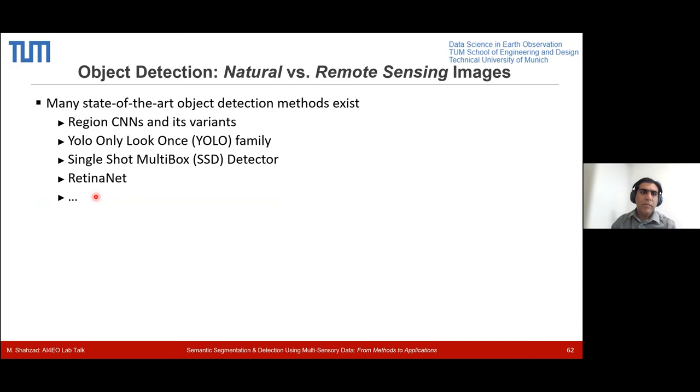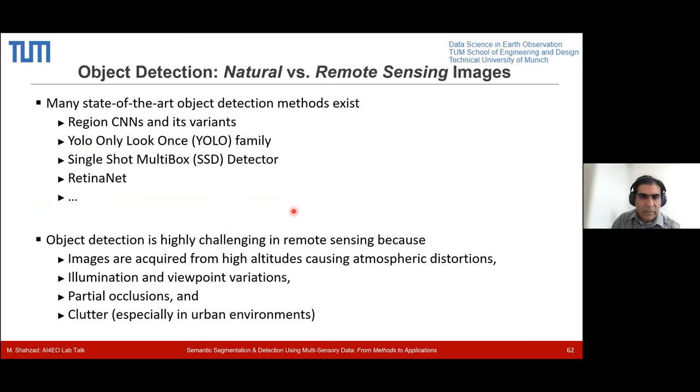There are many state-of-the-art object detection methods which exist, for example region CNN and its variants, two-stage detectors, and one-stage detectors like YOLO, the You Only Look Once family, the single shot detector family, or RetinaNet, a combination of single-stage and two-stage. So why can't we directly use these over remote sensing images? We can't directly use the pre-trained detectors, because remote sensing images are of a challenging nature: they are acquired from high altitude, causing atmospheric distortions, they have different illumination and viewpoint variations, and they include partial occlusion and clutter.